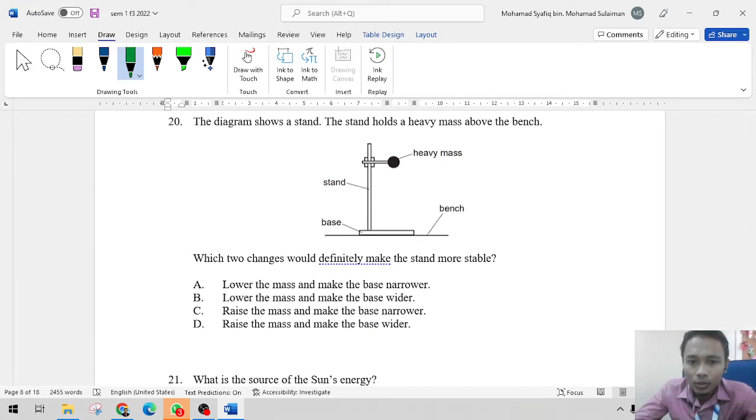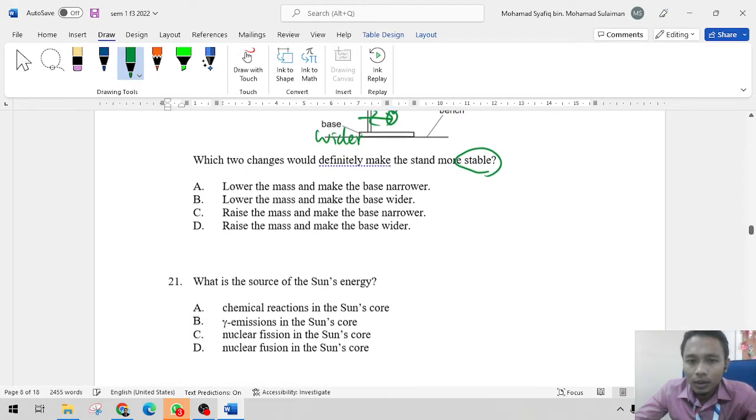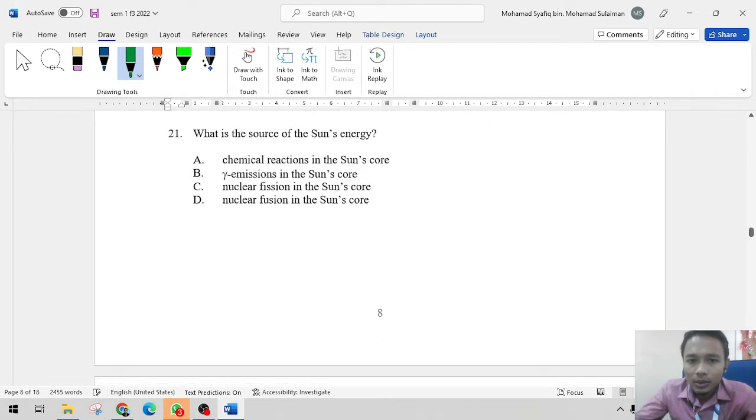We want to make it more stable. The heavy mass should be lower, and the base should be wider. What is the source of sun energy? Fusion.